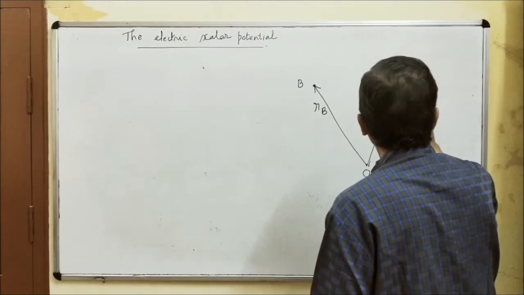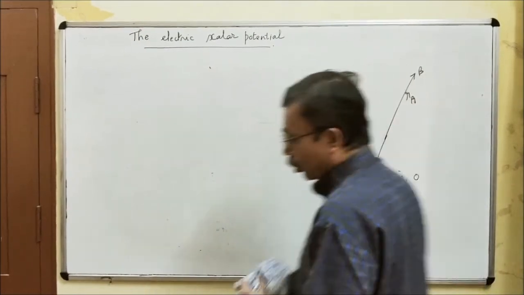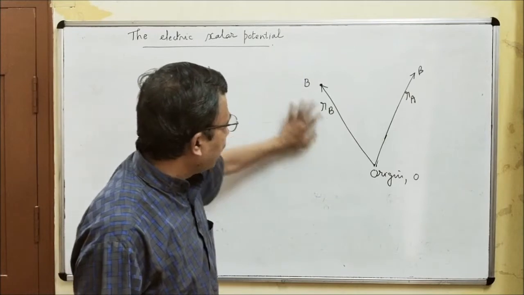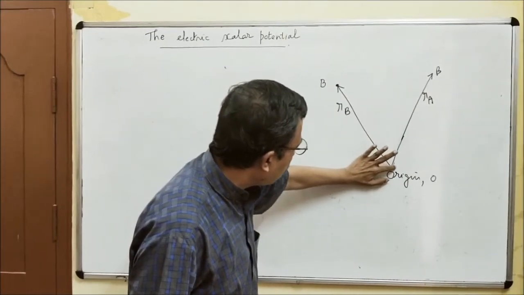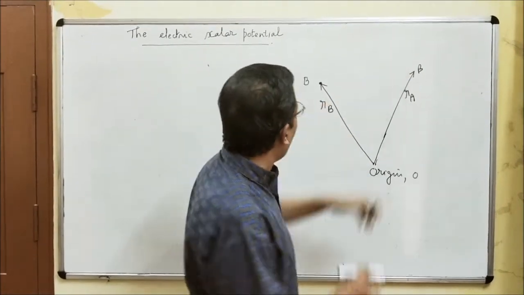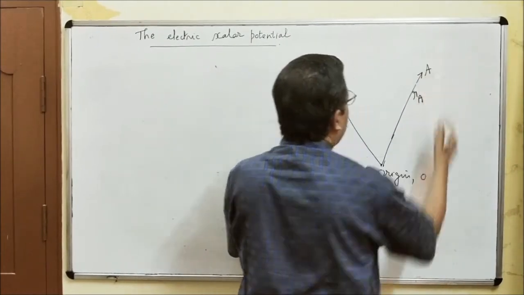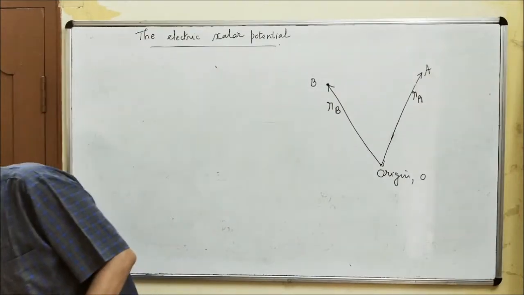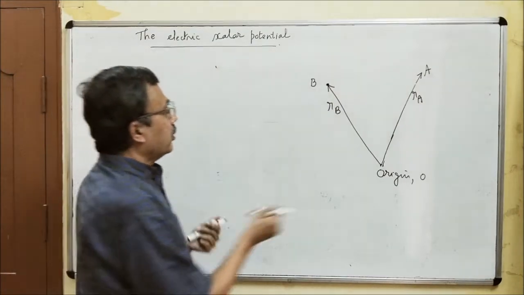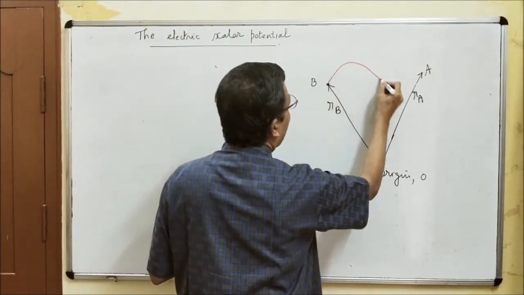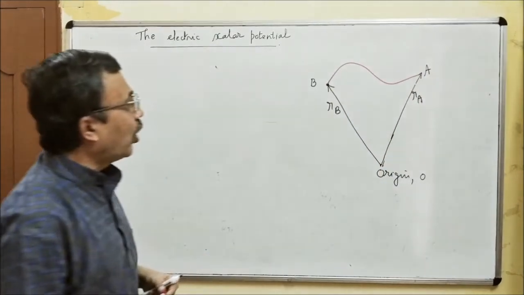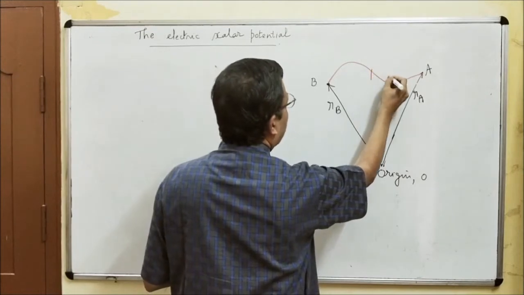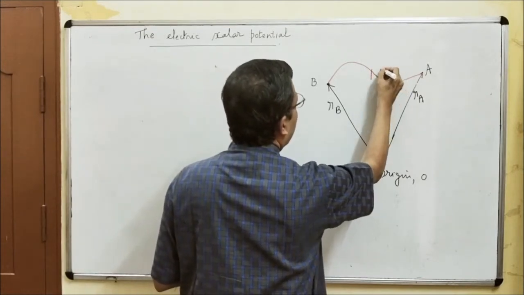I repeat, we have taken 2 points A and B. Point B is at a distance RB from the origin O, while point A is at a distance RA from the origin. Let these 2 points be joined by some random path. Let us consider an elemental length dl of this path.